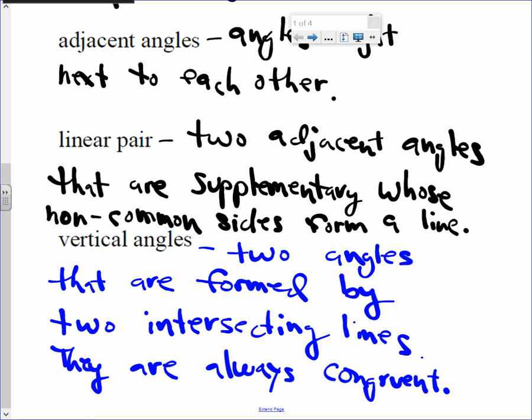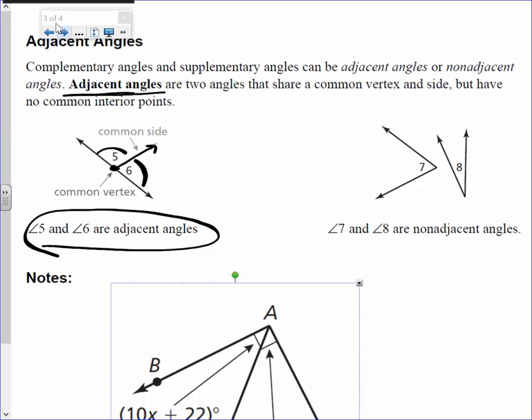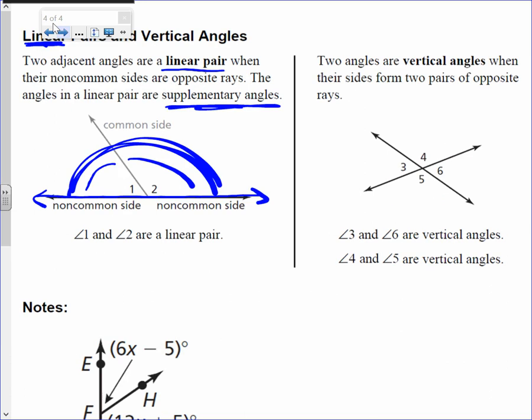Okay, let's see how linear or vertical angles look. Flip the page all the way at the bottom next to linear pair. If you flip it, look at vertical angles. Look at the picture here. Look what it says. 3 and 6 are vertical. I'm going to put a little arc here with a hash mark. That communicates they're the same size. 3 and 6 are the same size.